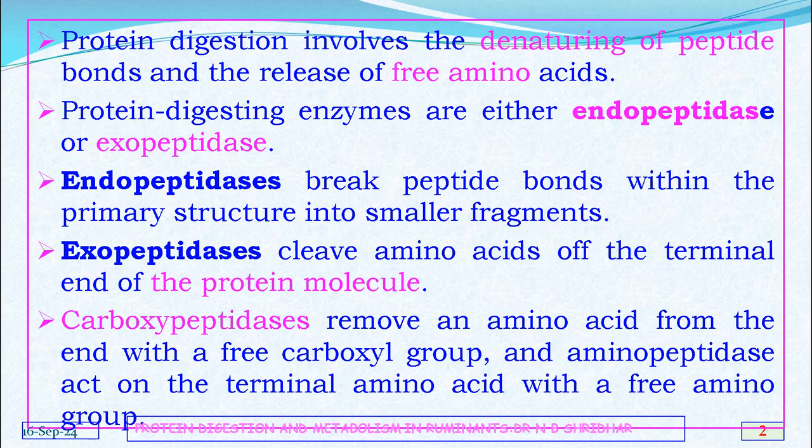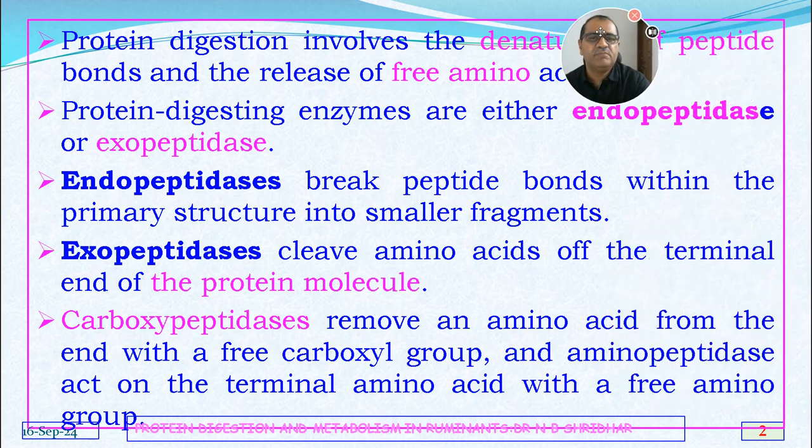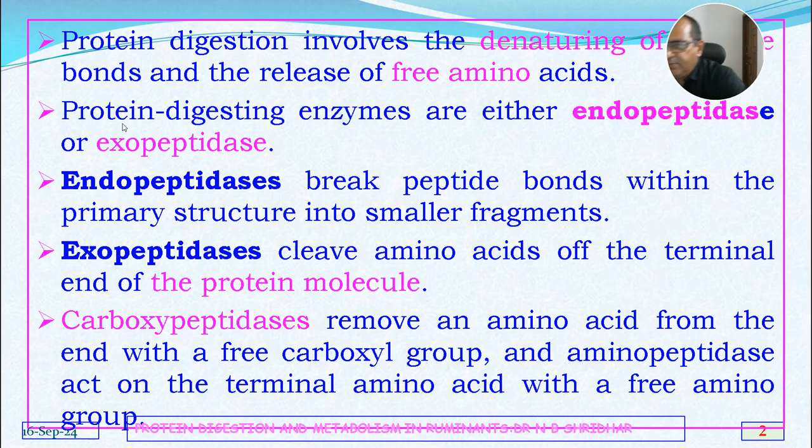breaking the peptide bonds, and at the same time it releases free amino acids. The peptide bonds are broken and free amino acids are released. Because of this, the protein digesting enzymes are either endopeptidases or exopeptidases. There are two types, endo or exopeptidases.